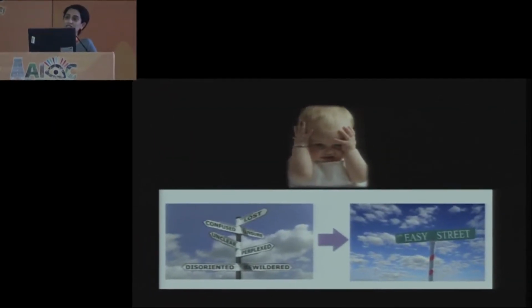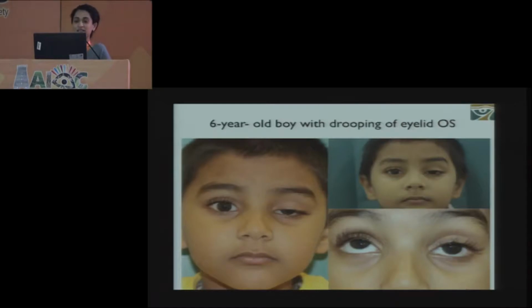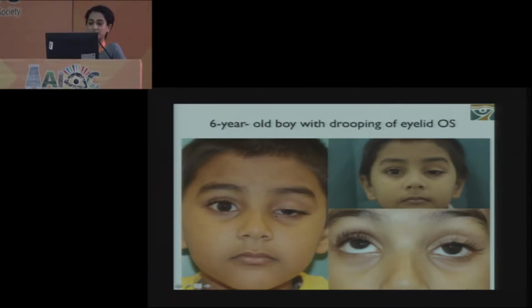Do you think it's easy when you get an oculoplasty case in your exam? Confident? Wow, 120% confident? All right. So let us talk about this case first. A 6-year-old boy presents with drooping of the eyelid in the left eye. As you can see here, left eye drooping in a 6-year-old.